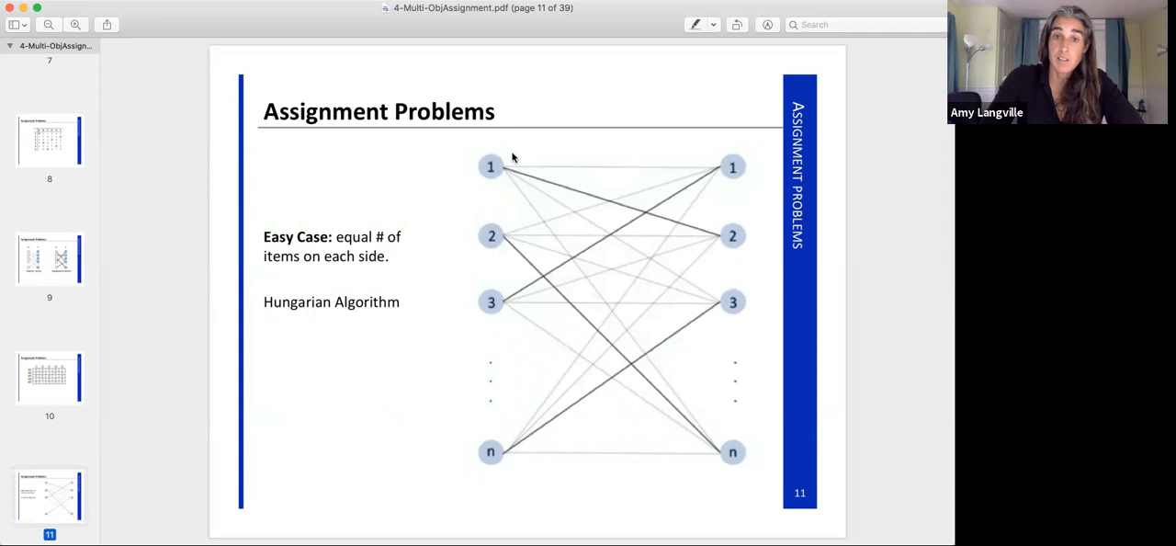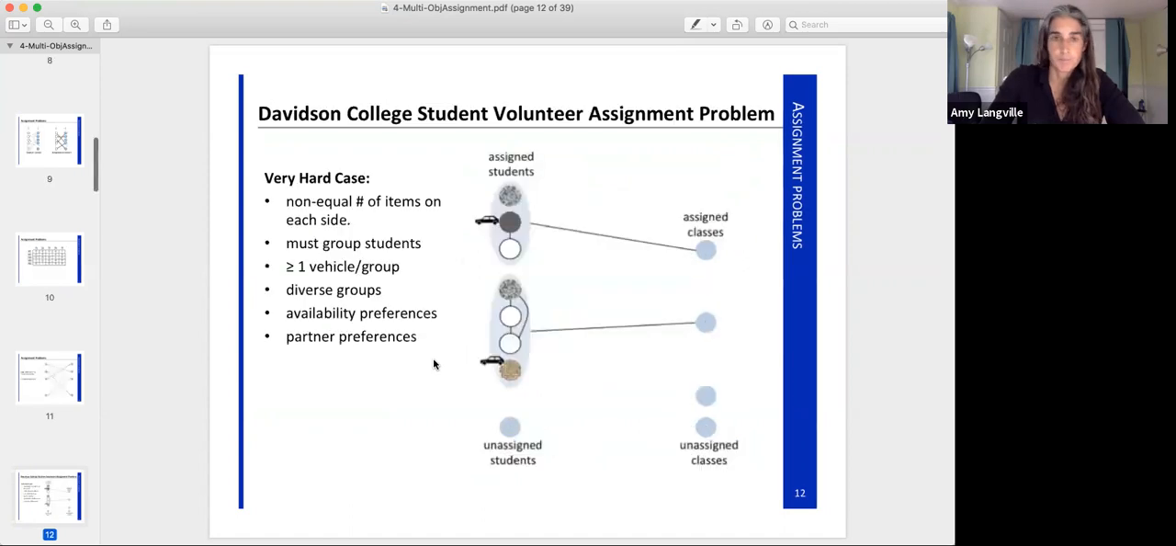Okay, the easiest case is when the number of items over here is equal to the number of items over there. If that's the case, then you can do something called the Hungarian algorithm, which is very efficient and solves that easy problem. But most assignment problems have a little bit more happening. Either there's an unequal number, like maybe there's 4 machines and 10 jobs or something.